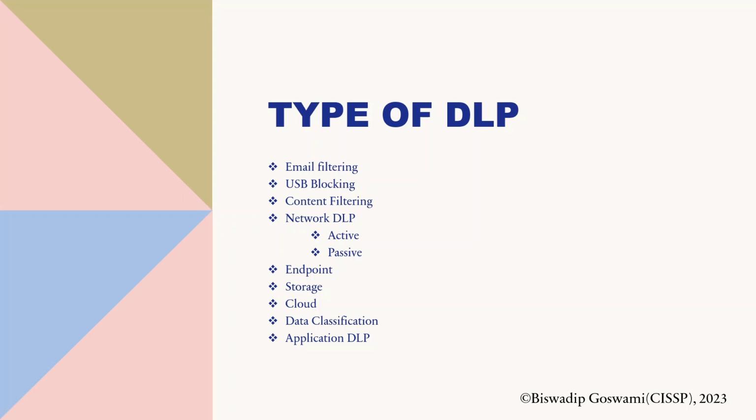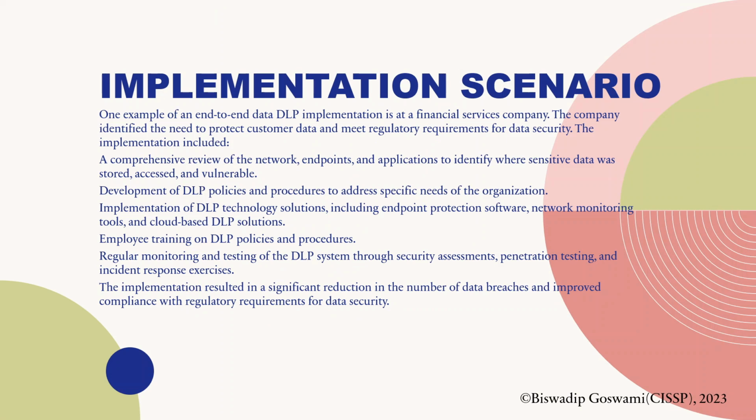And last, application DLP. This type of DLP involves monitoring and controlling access to sensitive data within applications. It is used to prevent data leakage through applications that access sensitive data such as email client, web browsers, and instant messaging applications. Let's look at an implementation case study.